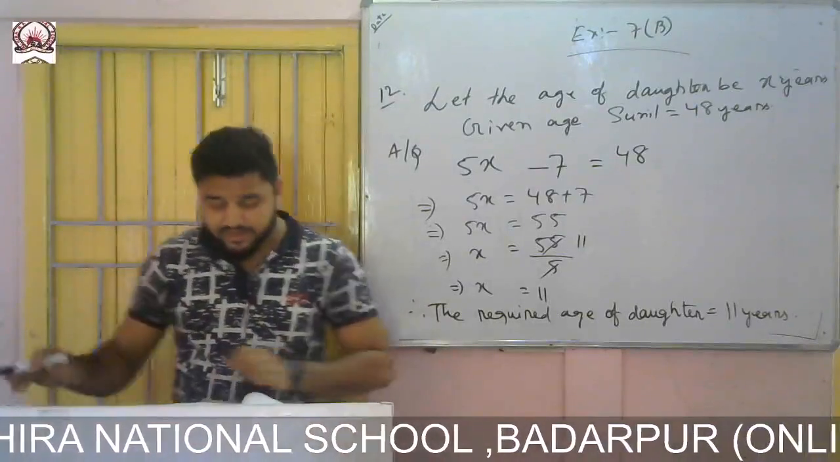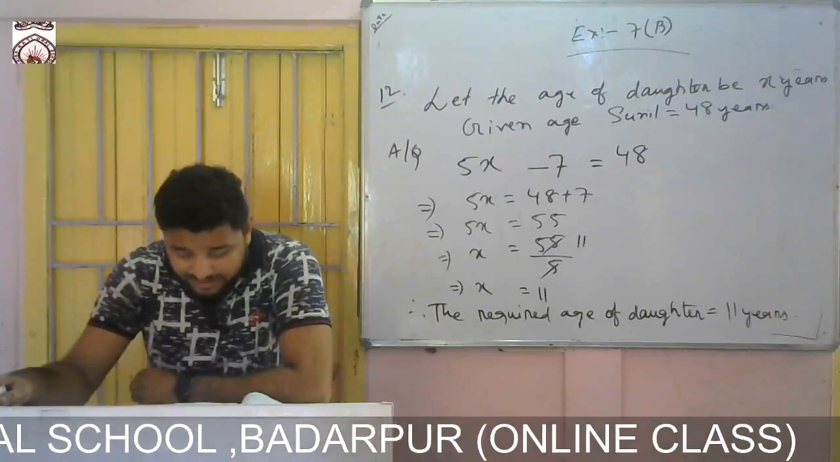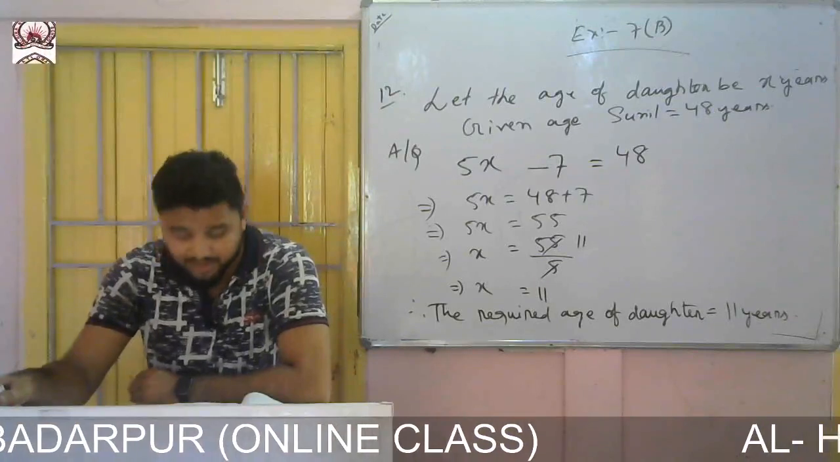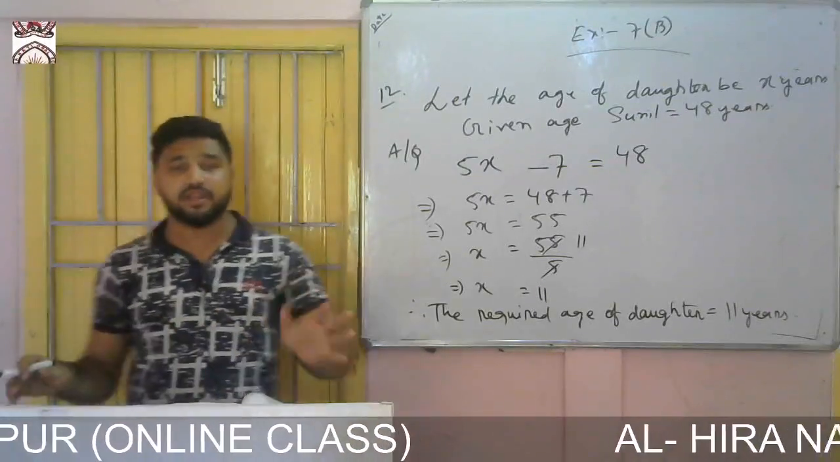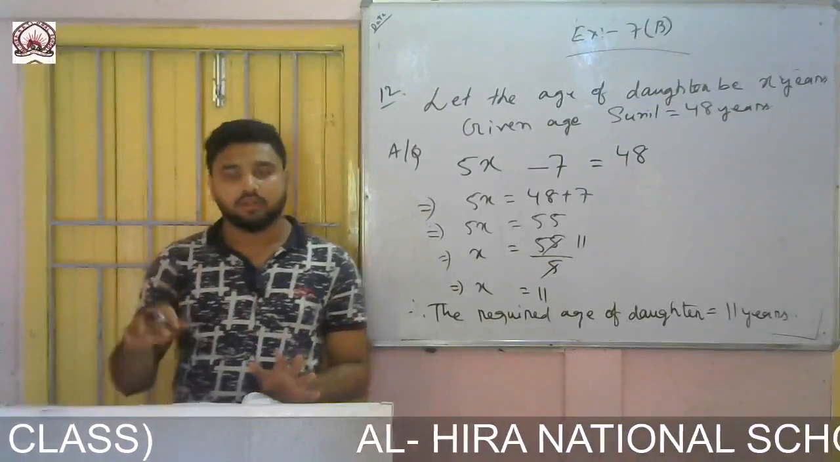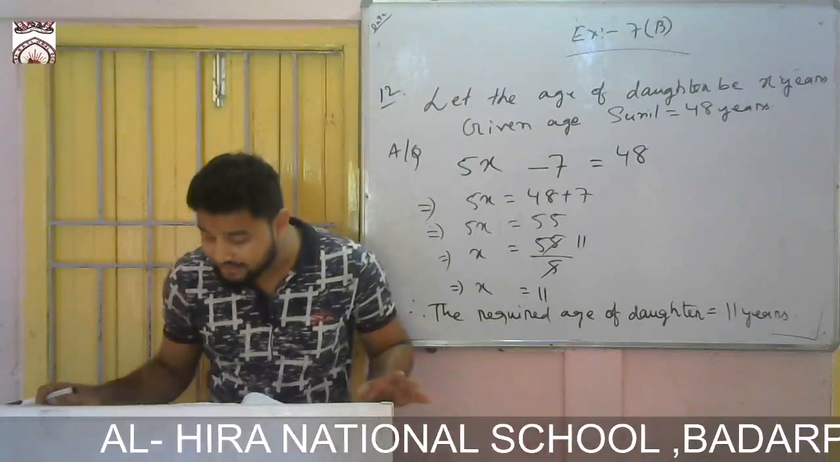Now come to question number 13. A number is 6 more than 2 times another number. The sum of the two numbers is 24. Find the numbers. That means a number is 6 more than 2 times another number, and if the sum of the two numbers is 24, then find the numbers.